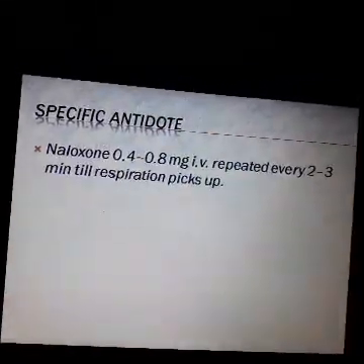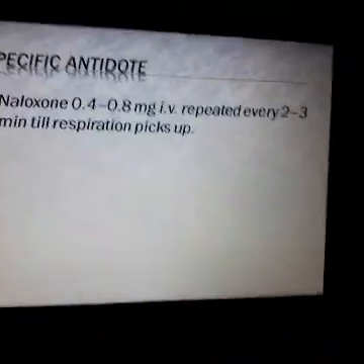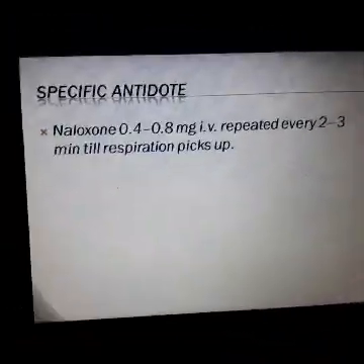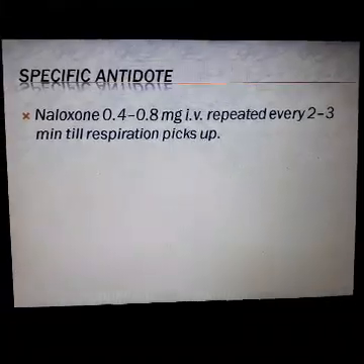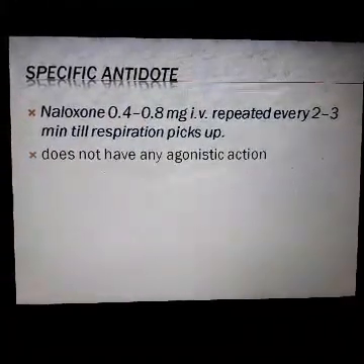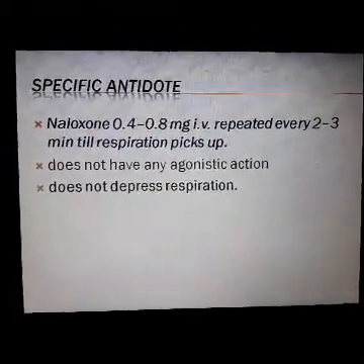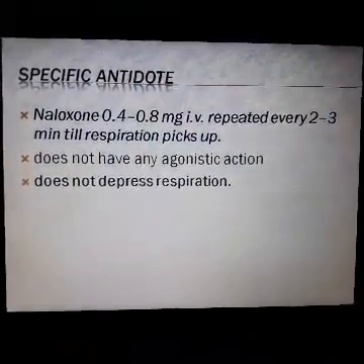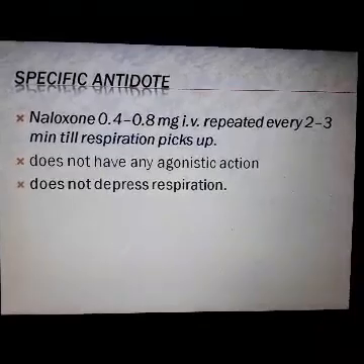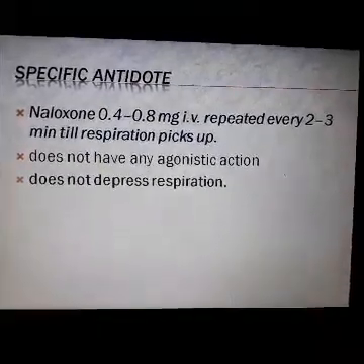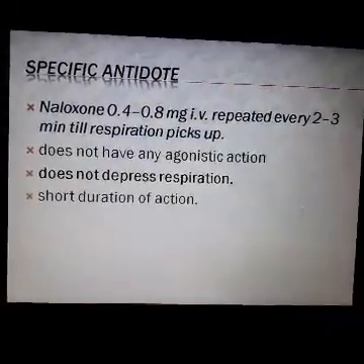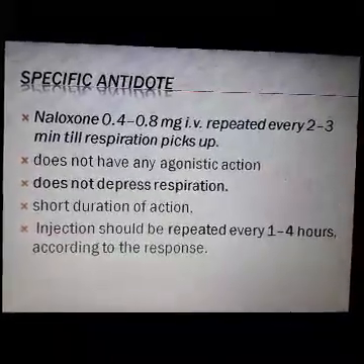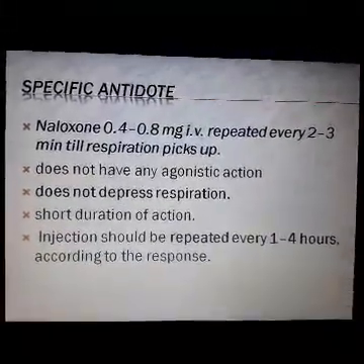What is the specific antidote in acute poisoning? We can give naloxone 0.4 to 0.8 mg IV, repeated every 2 to 3 minutes till respiration is normalized. It does not have any agonistic action. Naloxone is a non-selective opioid antagonist, but predominantly acts on the mu receptor. It does not depress respiration. It has a short duration of action and a very quick onset of action. The injection should be repeated every 1 to 4 hours according to the response.